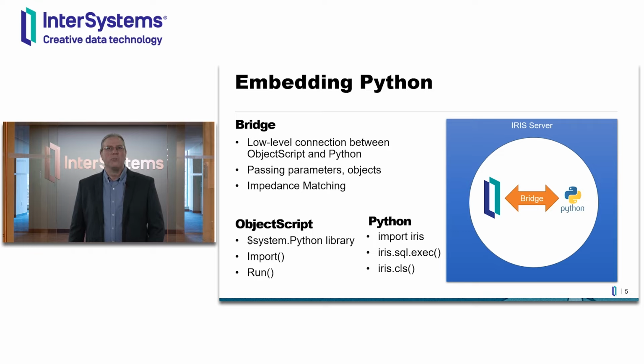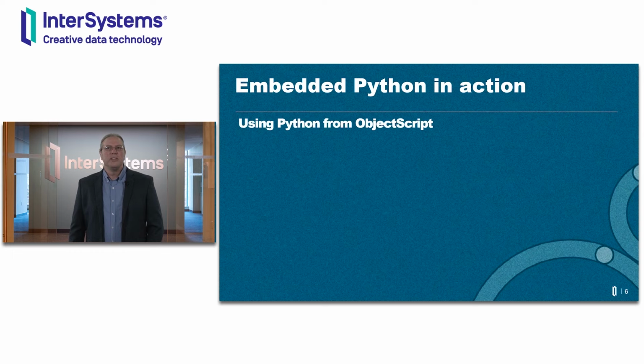For the most part, the bridge works quietly in the background, but it also exposes APIs in both ObjectScript and Python. On the ObjectScript side, we've added the $system.python library, which provides everything you need to work with Python. And conversely, on the Python side, importing the iris module gives you access to ObjectScript. So let's see the language bridge in action. The first set of demos focuses on the ObjectScript side of the bridge. After that, I'll demo the Python side.